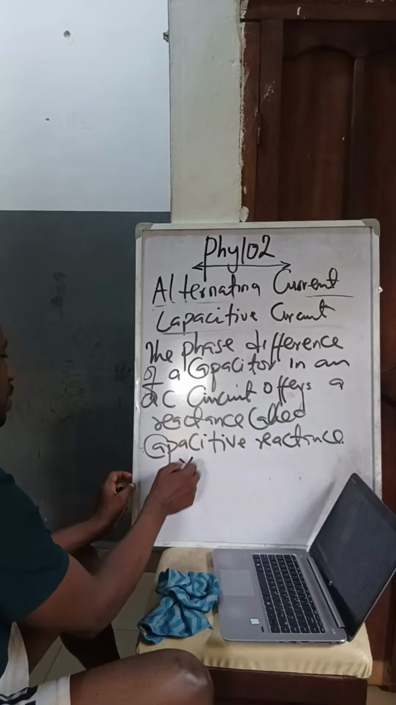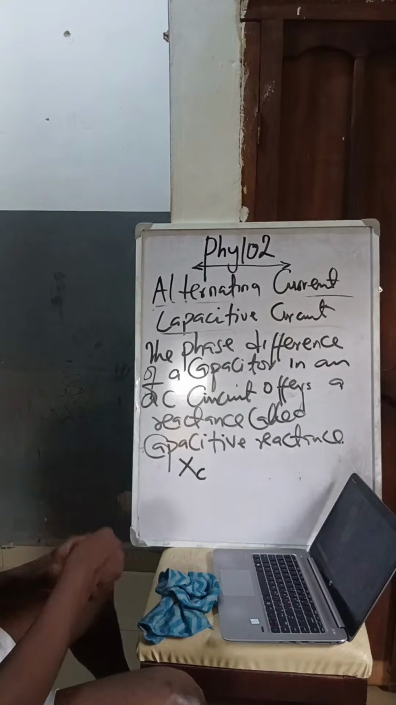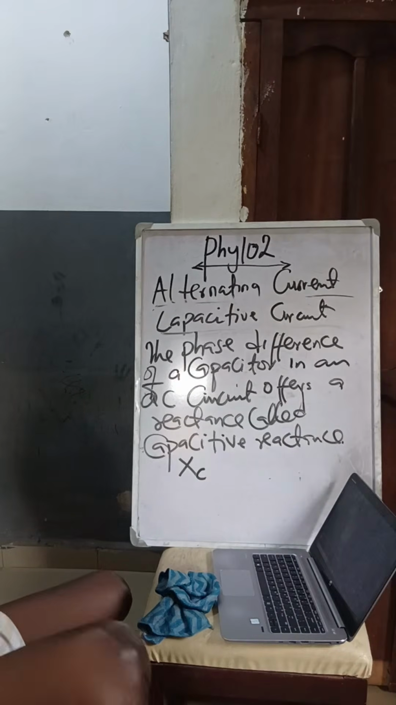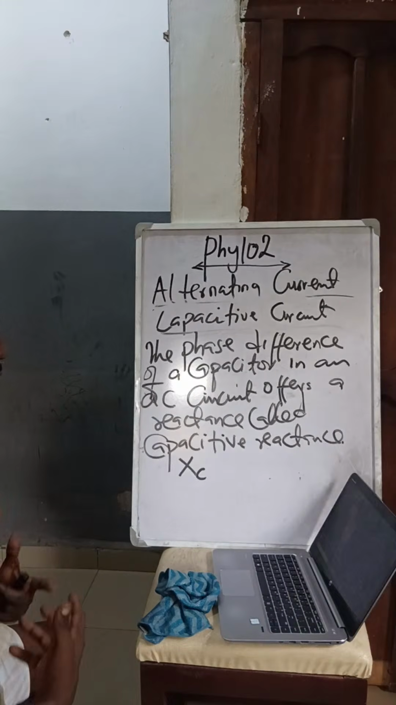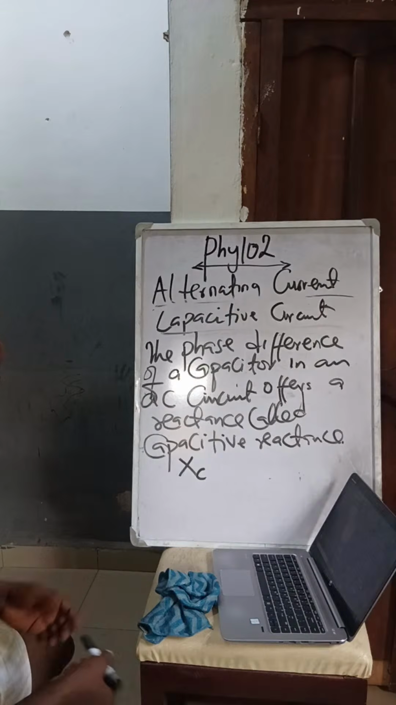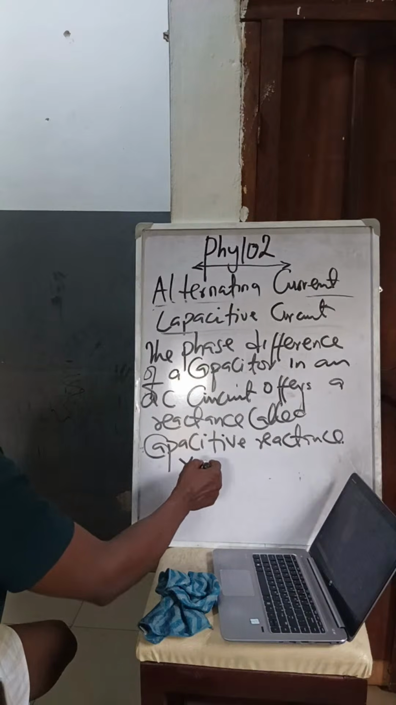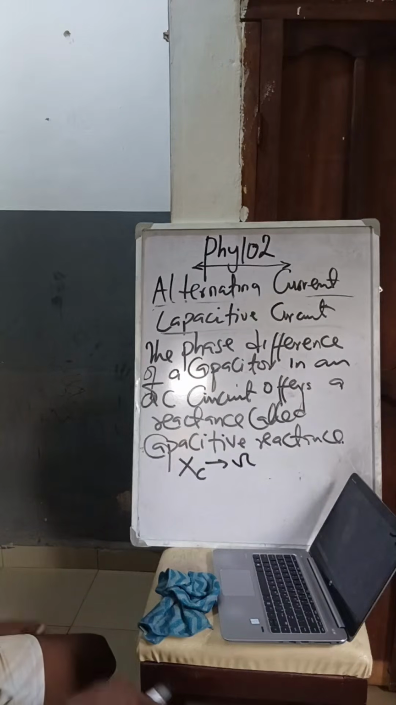See it here, XC, capacitive reactance. And this capacitive reactance acts like a resistor. It is measured in ohms. So it acts like a resistor, an opposition.